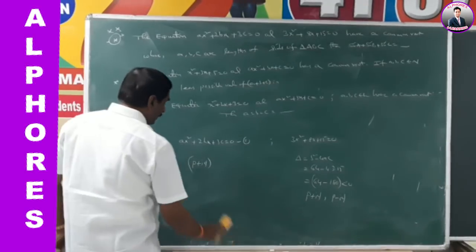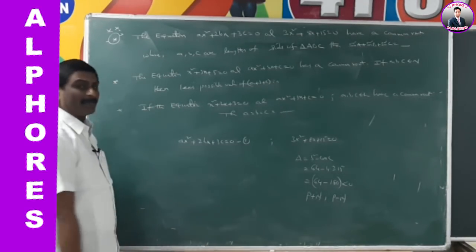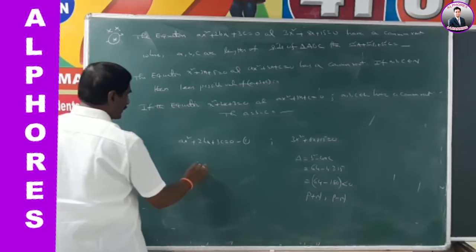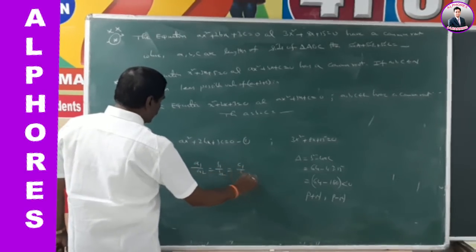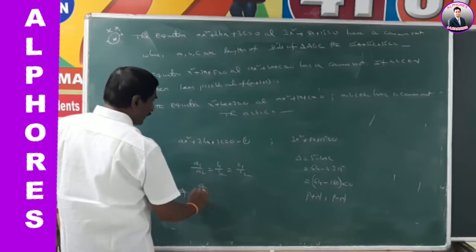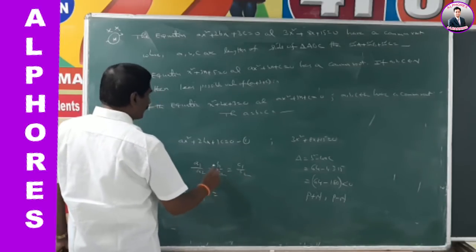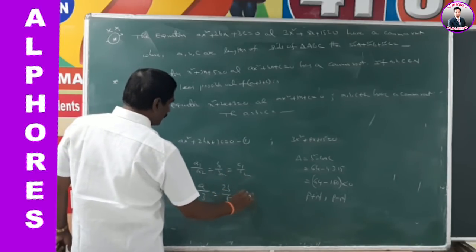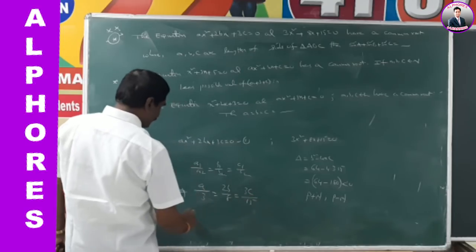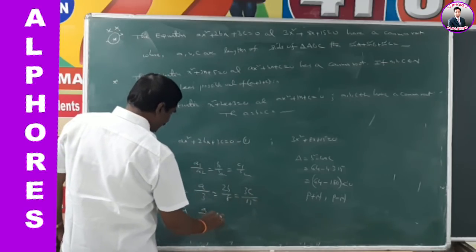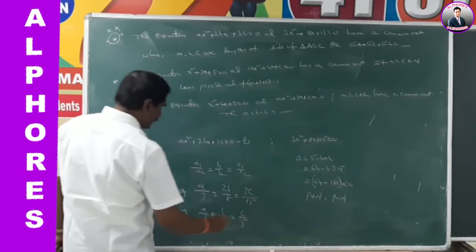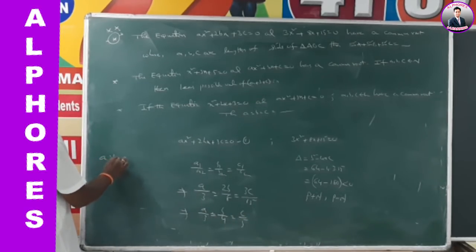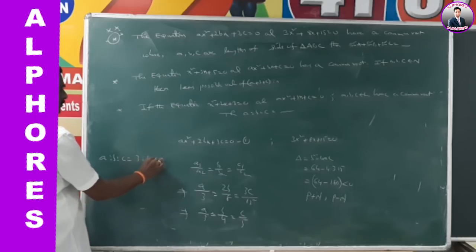Both roots are in common means a1 by a2 is equal to b1 by b2 is equal to c1 by c2. That implies a by 3 is equal to 2b by 8 is equal to 3c by 15. That means a by 3 is equal to b by 4 is equal to c by 5. That means a is to b is to c is equal to 3 is to 4 is to 5.